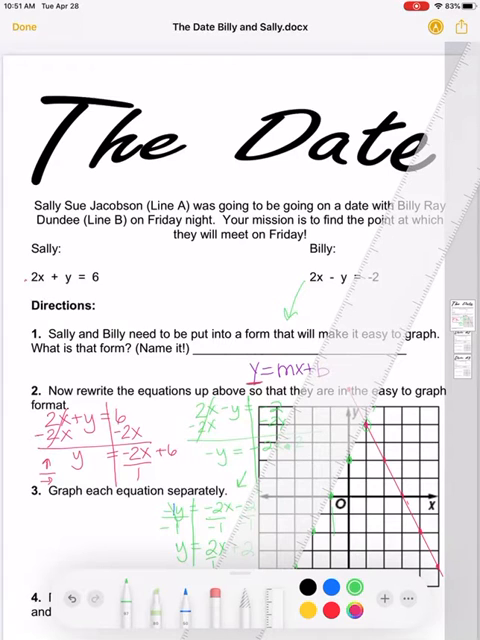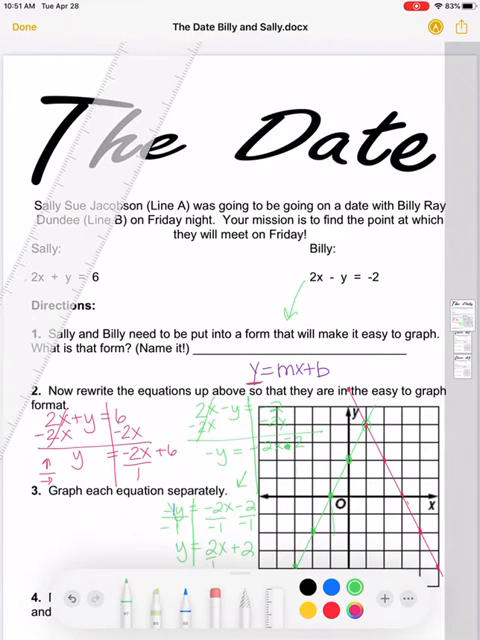Again, if you're doing this on paper, you will want to find a straight edge. If you are doing it on Desmos, it will give you a nice, pretty straight edge all by yourself.